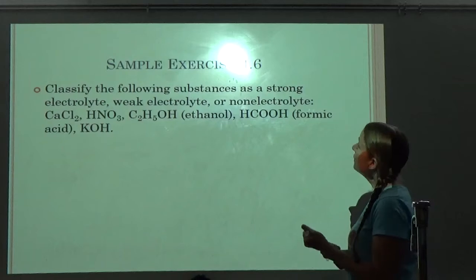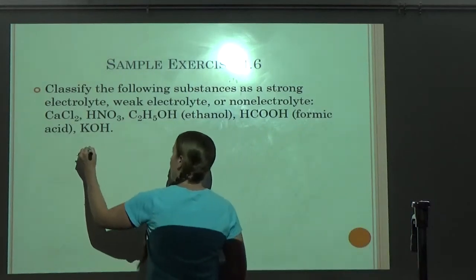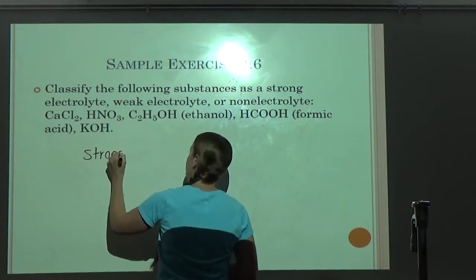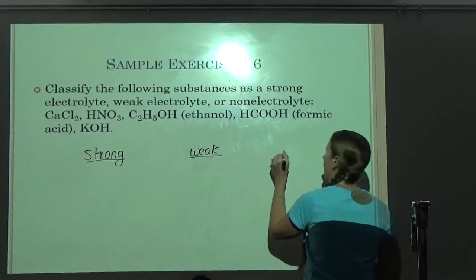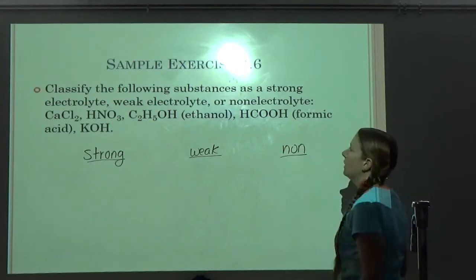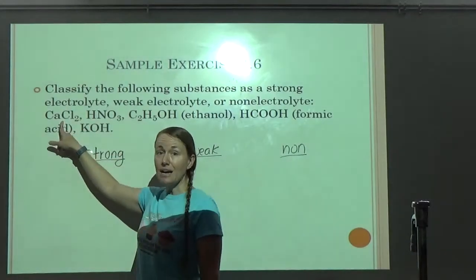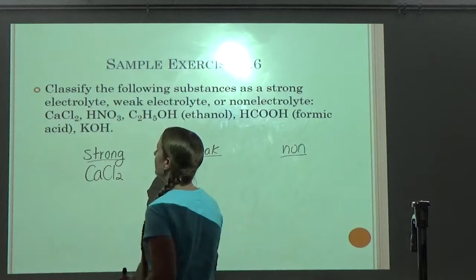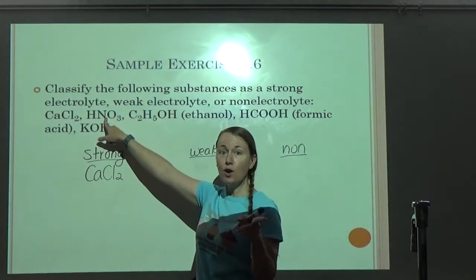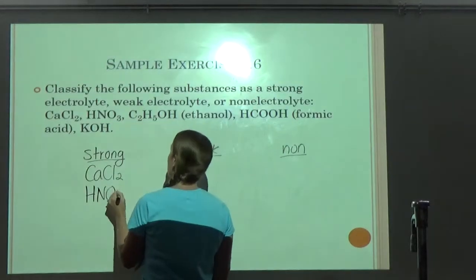So it says classify the following substances as strong, weak, or non-electrolyte. Okay, so I'll just put strong, weak, and non. All right, so we have CaCl2. Well, I can immediately tell this is ionic because it's a metal and a non-metal, so it's going to be strong. HNO3, that is a strong acid, because remember, you got to learn the 7 strong acids. So that is a strong electrolyte.